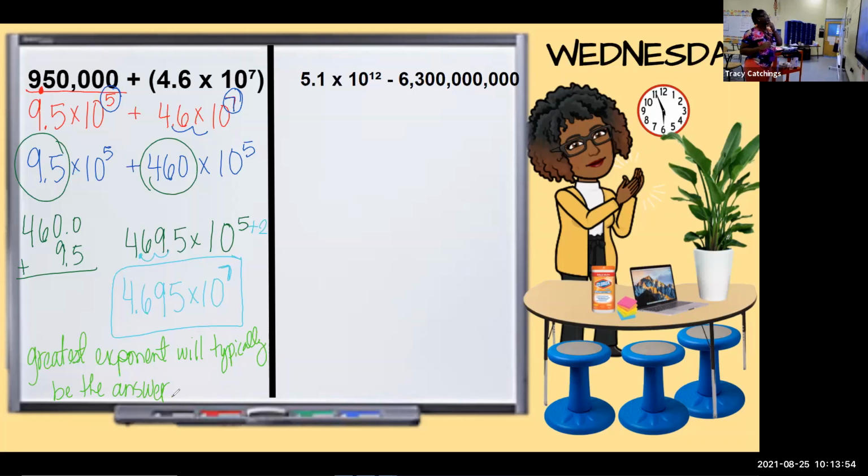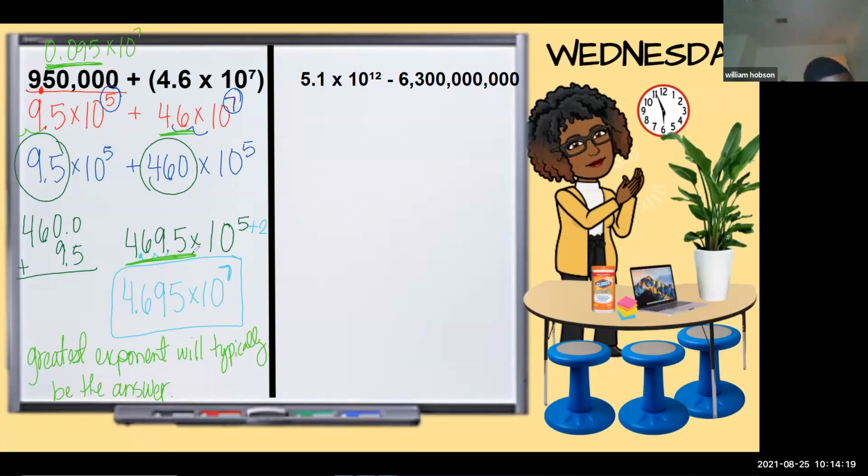Good. And William, we also could have changed that 9.5 to the exponent of 7. So we would have just had to add 2 to the left, and that would have given us 0.095 times 10 to the 7. But if we take that 0.095 and add it to 4.6, we would still get 4.695. Was I able to make that connection for you? Yes.